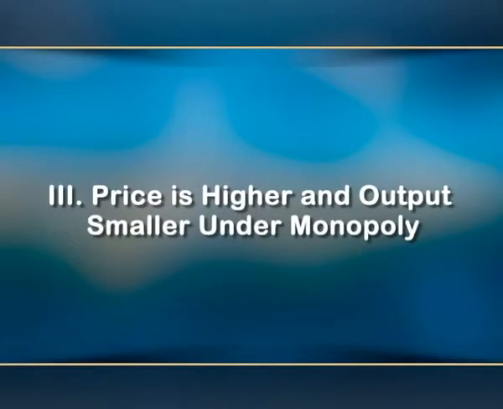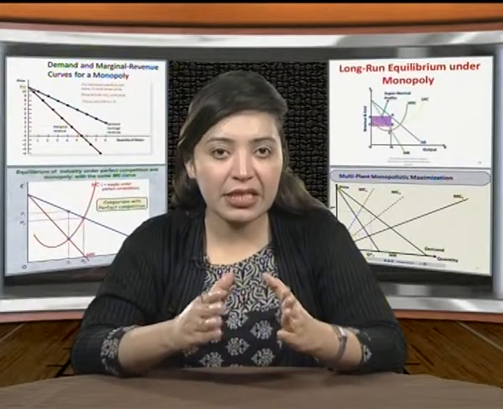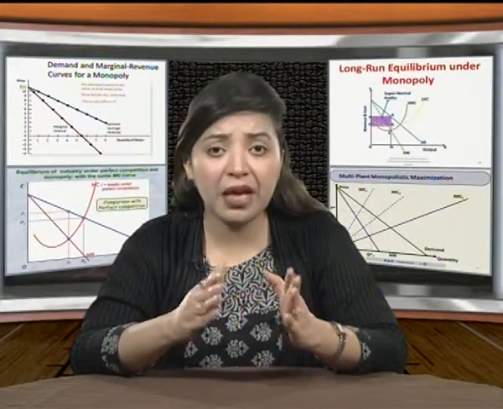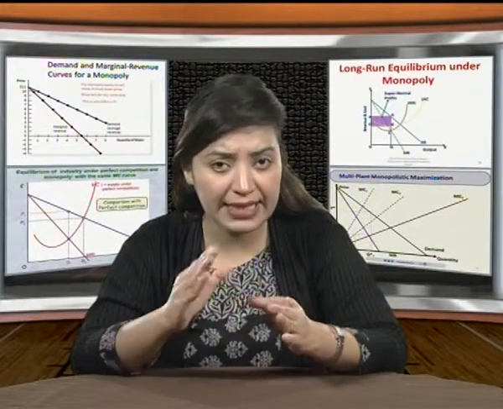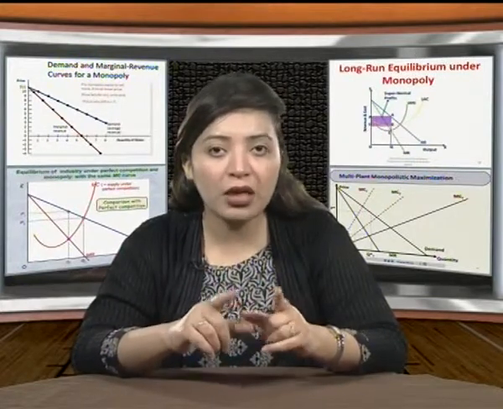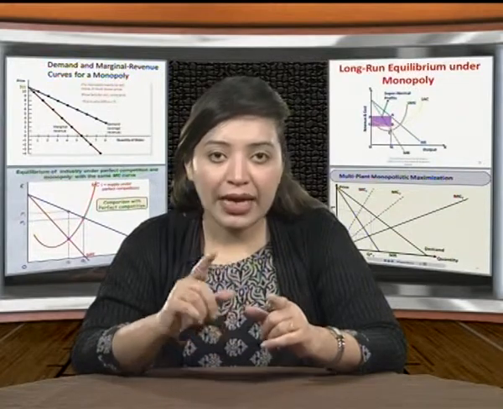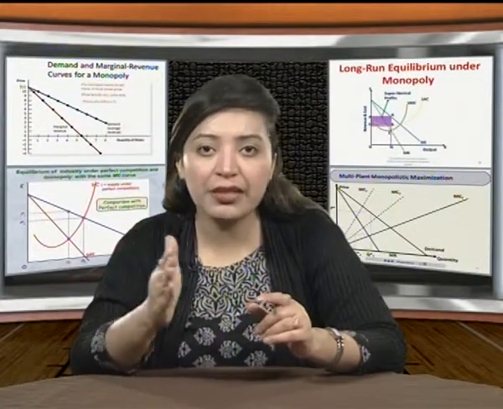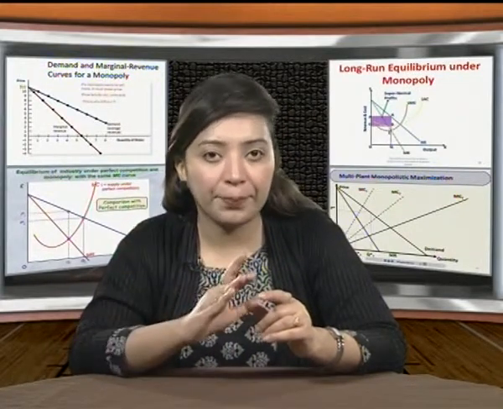Third, price is higher and output smaller under monopoly. Another important difference between monopoly equilibrium and perfectly competitive equilibrium is that under monopoly, price is higher and output smaller than under perfect competition, assuming cost conditions in the two cases to be the same.